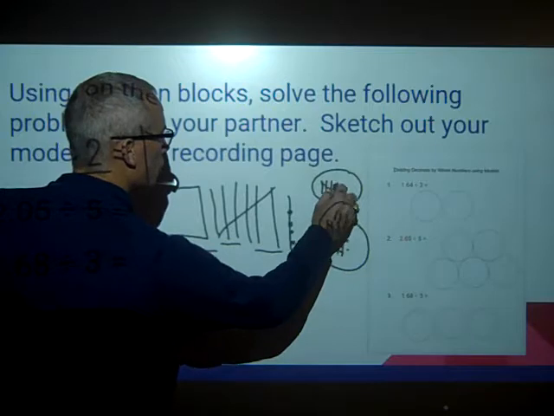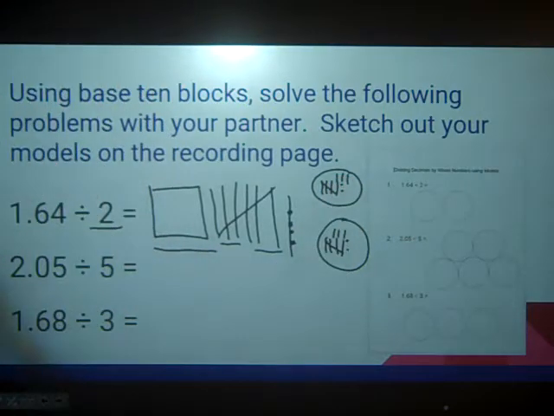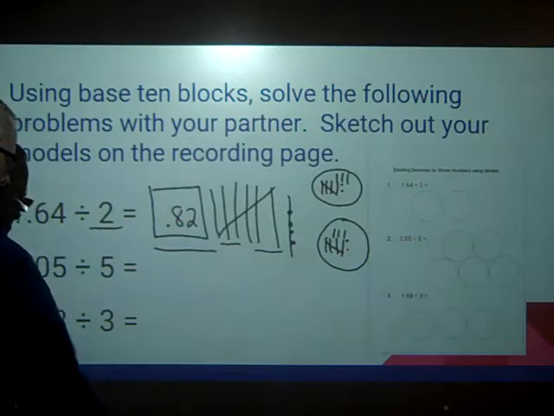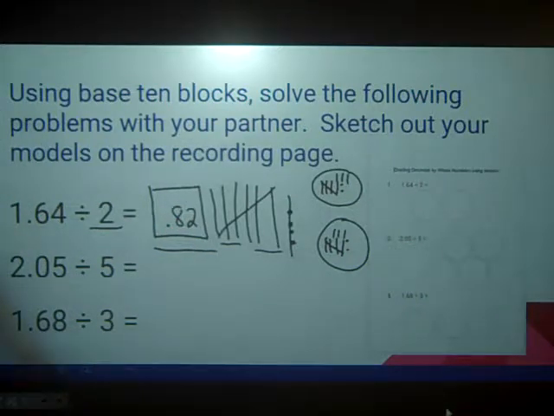1, 2, 3, 4, 5. How many are in each group? 82 tenths. Good job. 82 hundredths. So my answer is 82 hundredths. Okay. So far, so good.